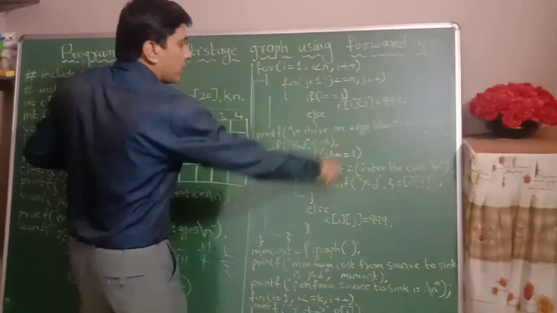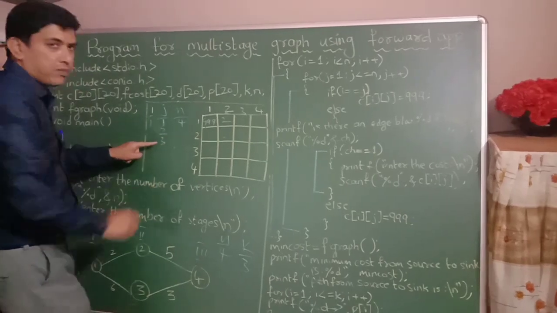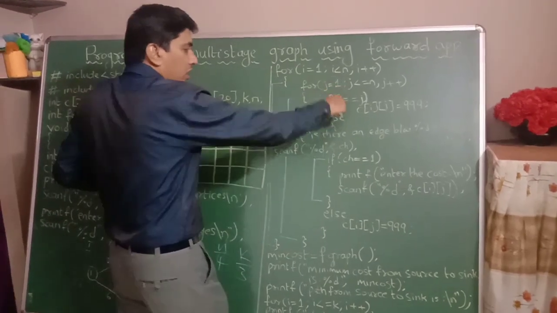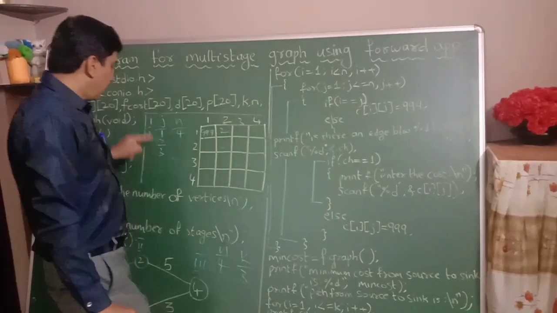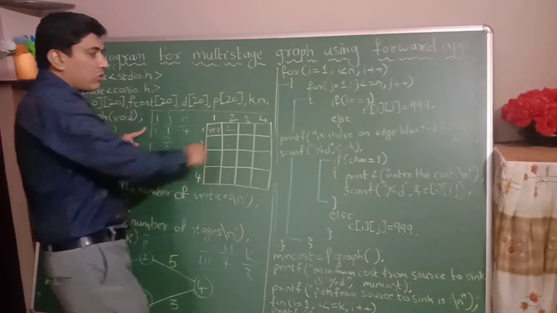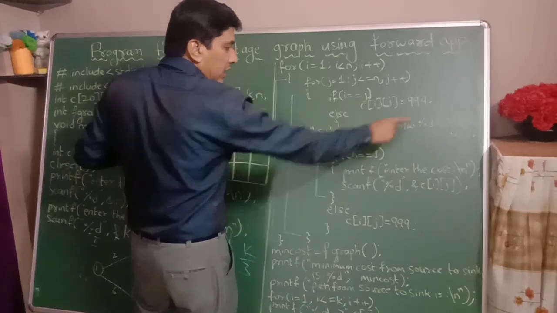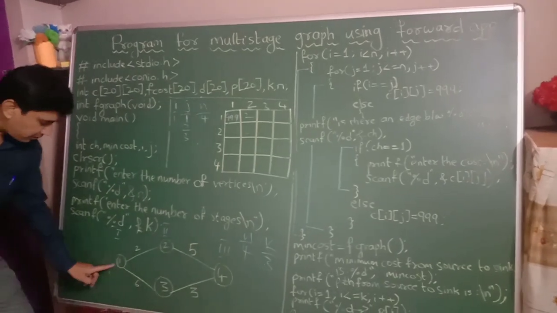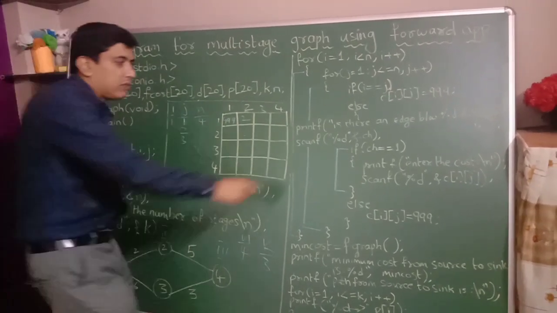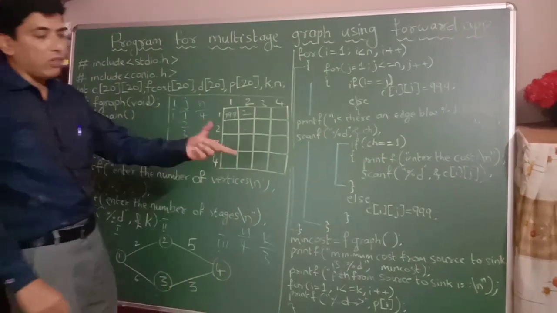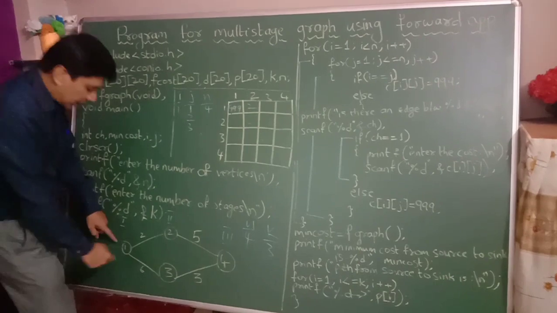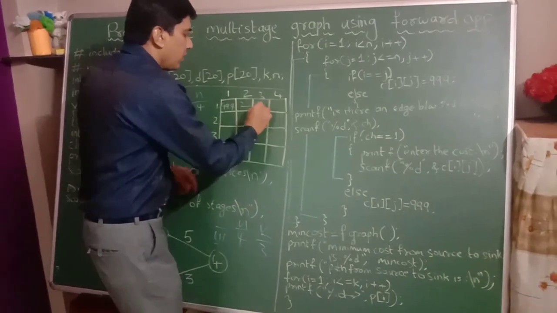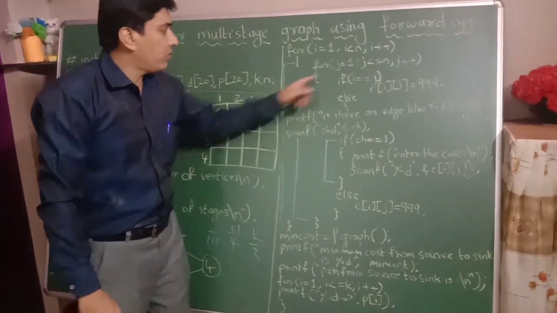So increment the value of j by 1. Now j becomes 3. Is 3 less than or equal to 4? Yes, it enters into the body of the loop. Is i equal to j? Is 1 not equal to 3? So the condition becomes false. Then is there an edge between i and j, that is between 1 and 3? Yes, ch value here is 1. Then they read the value of the particular edge, the cost of the particular edge. So 1 to 3 here is 6.